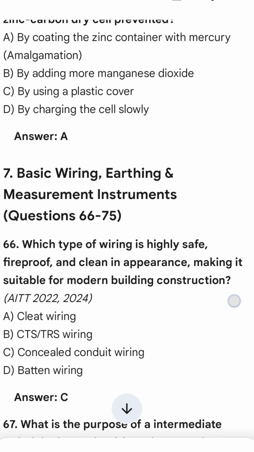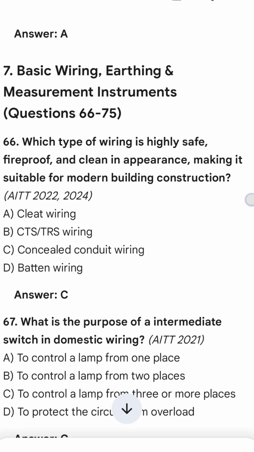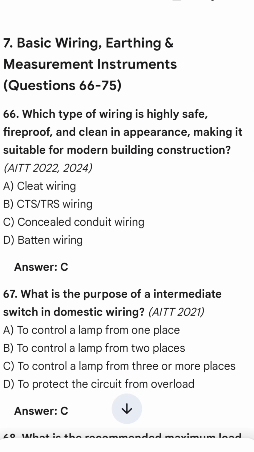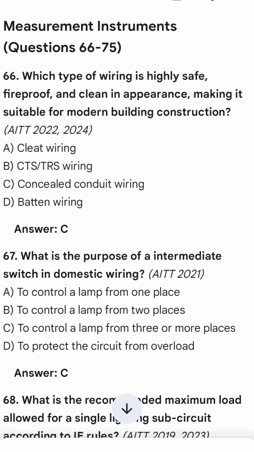Basic wiring, earthing and measuring instrument. Question 66 to 75.